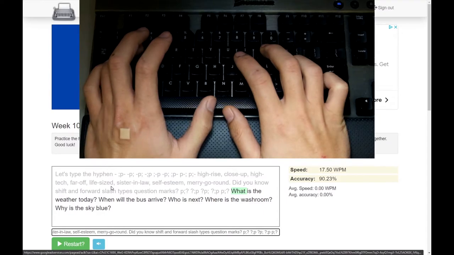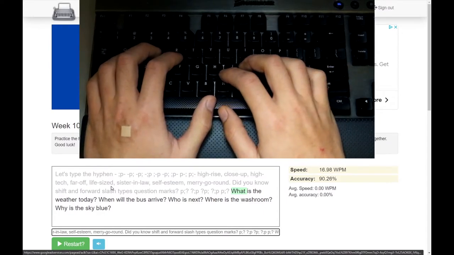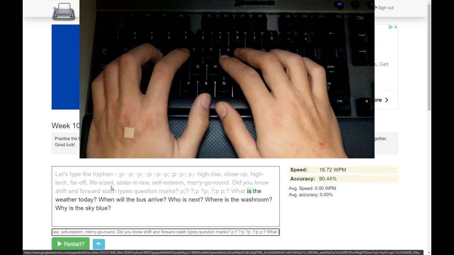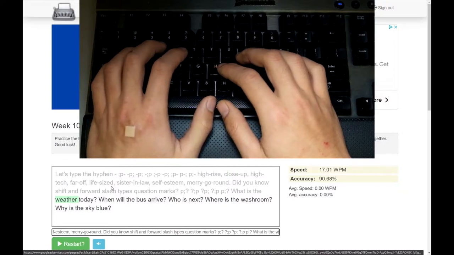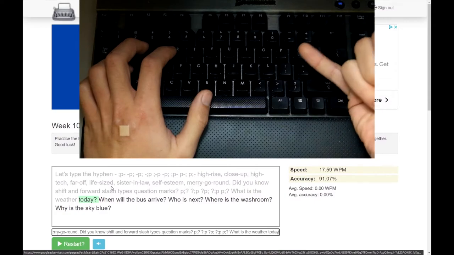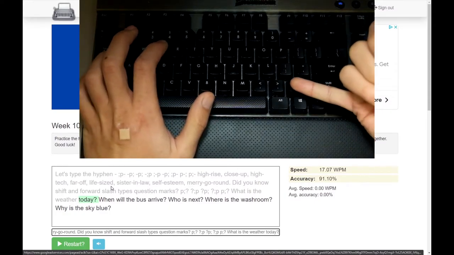Uppercase W. So W is typed with our left hand, so we press shift with our right hand. W-H-A-T I-S T-H-E W-E-A-T-H-E-R T-O-D-A-Y. Question mark again, so we press forward slash with our pinky, and then we press shift with our left pinky.